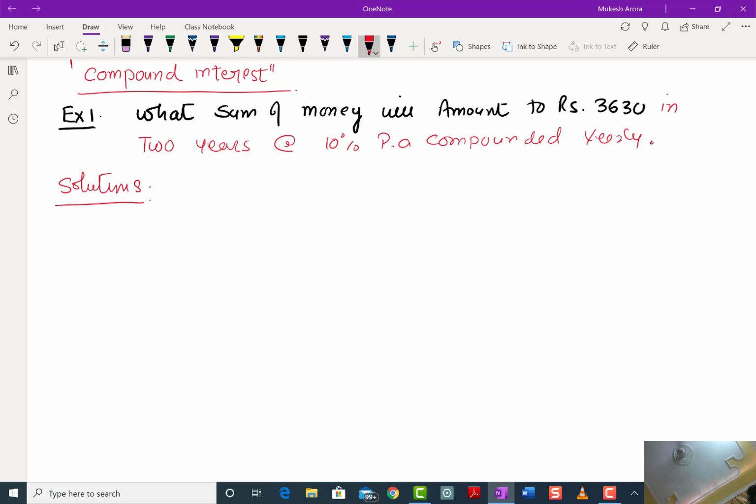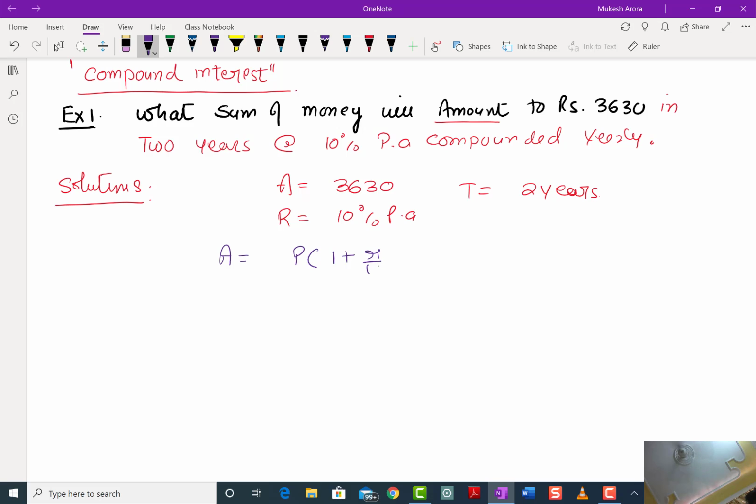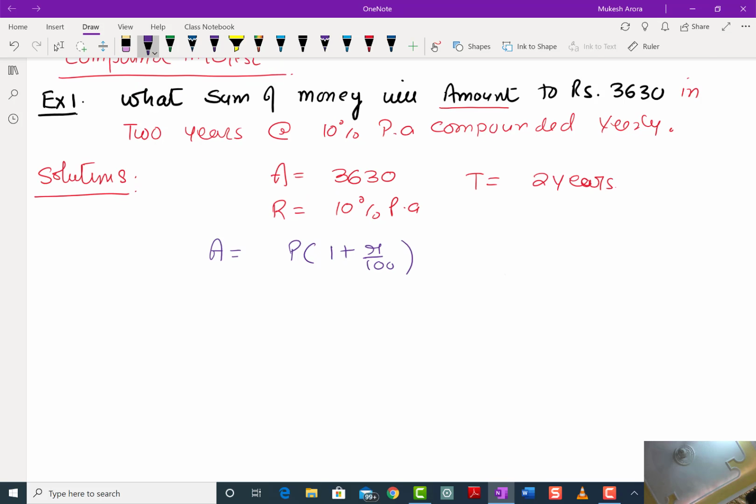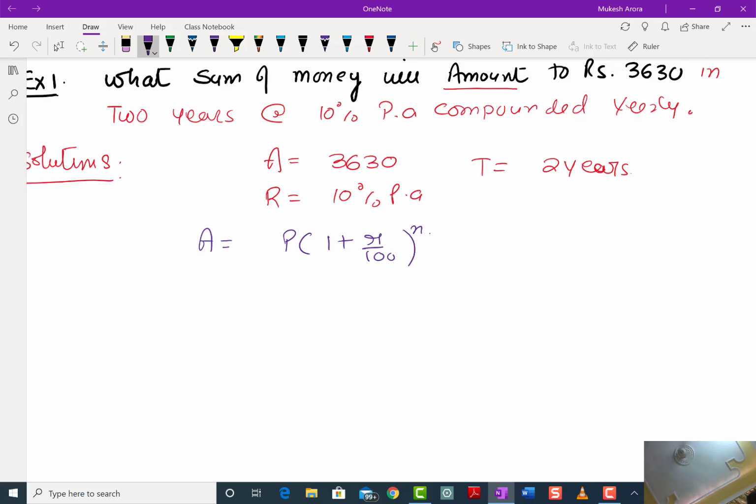So what sum of money amounts to this? The amount given is 3630. The rate is 10% per annum and time is 2 years, as it is compounded yearly. So amount is equal to principal into 1 plus r upon 100 raised to the power n. Amount is 3630. Principal we are not aware of. 1 plus 10 by 100 raised to the power 2.